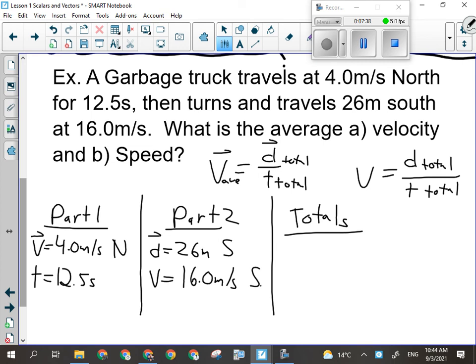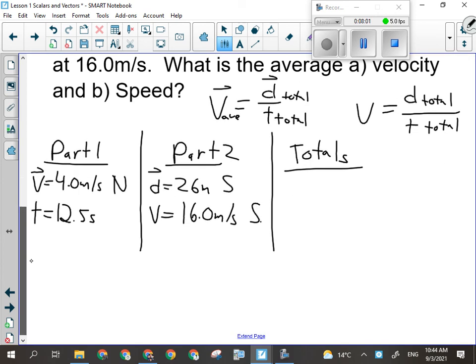All right, so this question wants me to calculate average velocity and average speed, which means I need the total distance, which I don't have, and the total time, which I also don't have. If I'm going to have those two things, I need to know the displacement and the time for both parts. And I don't have that yet, but I can find it, right? So I have V and T for part 1. Could I use those to figure out what the displacement in part 1 is? Yeah, I just have to manipulate V equals D over T for D.